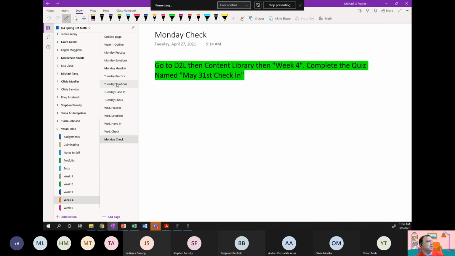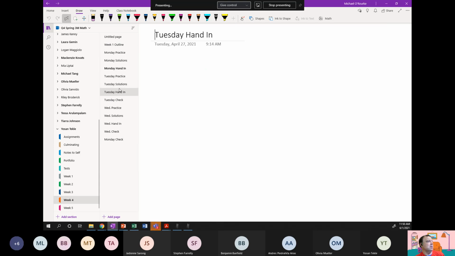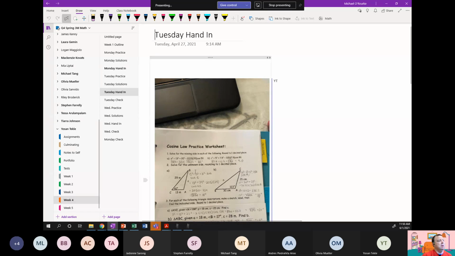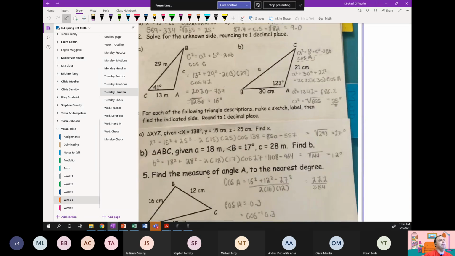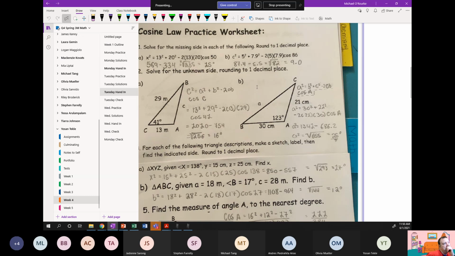Where is it? Did you put in your Tuesday hand in? Yeah, let me check. Make sure you press done. Sometimes I think I sent it in. Oh, there it is. Let me do the calculations first. Well, here, we'll do this. Oh, I think I tried to find the angle instead of the side. No, it looks like you did. You wrote 16 degrees for some reason.